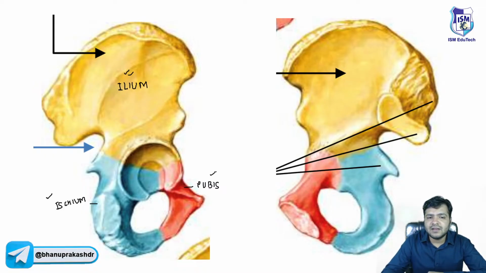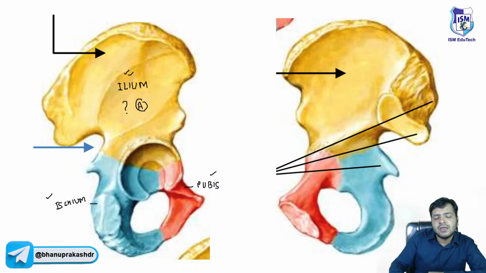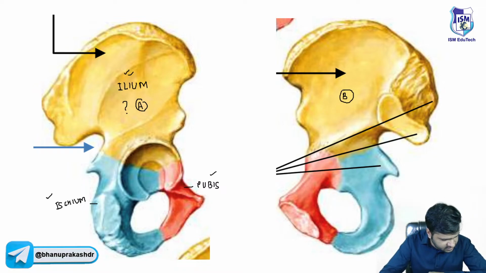So we are very well aware that... can anyone tell me which view is this? I told you this yesterday also. Which view is this that is marked with A? And which view is this which is marked with B? Let's do a quick revision. A cannot be medial.